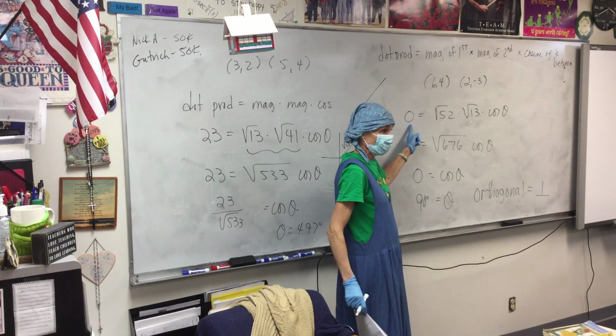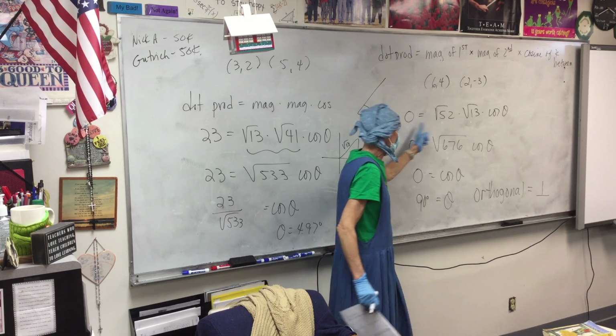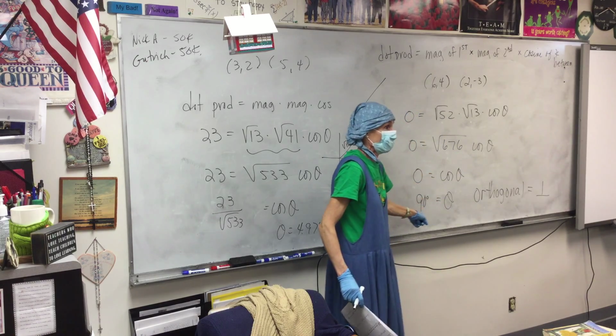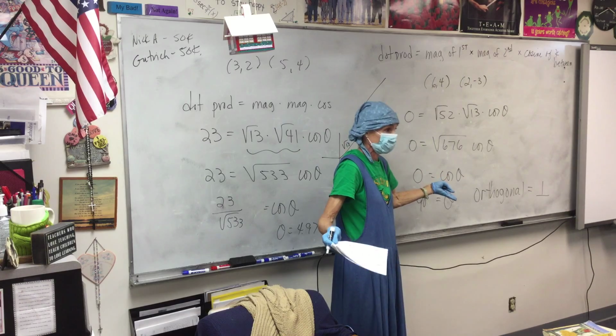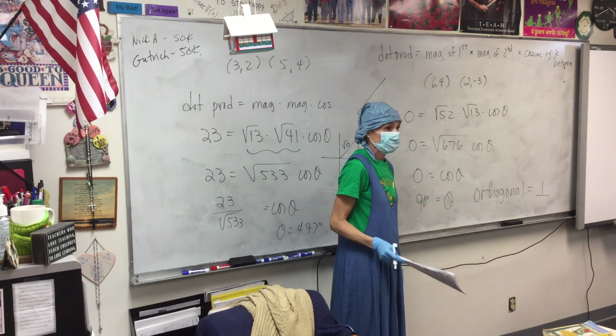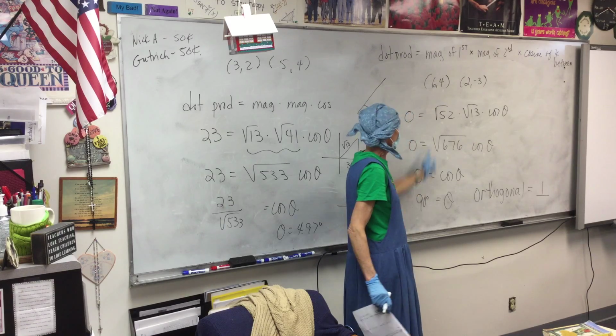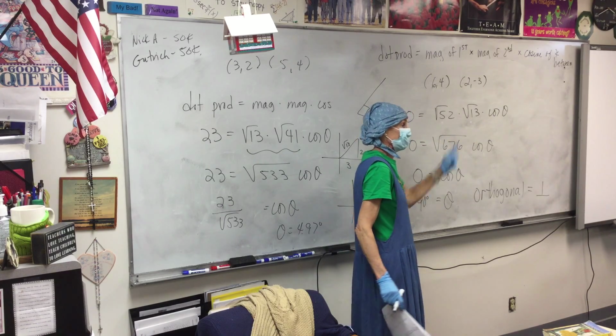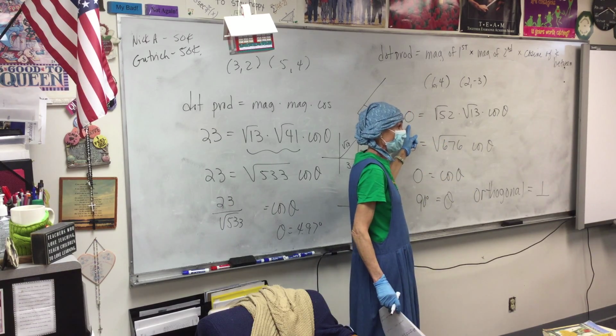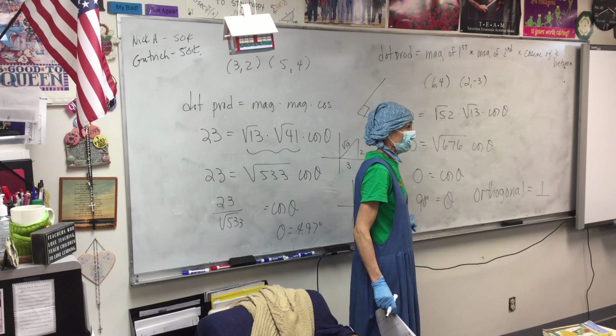So if you get a 0 for your dot product, you don't really even need to do the rest of this stuff. You know it's going to come out to be 90 degrees. Now, if you go ahead and do it all, it's going to come out to be 90 degrees. But you can skip all that, because every time that's a 0, you're going to get a 90.